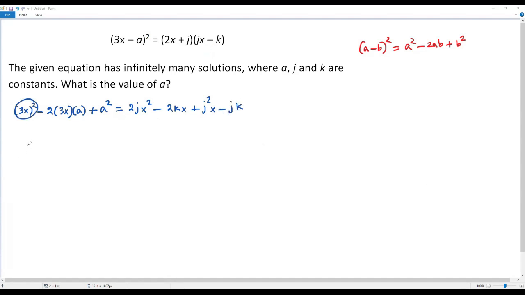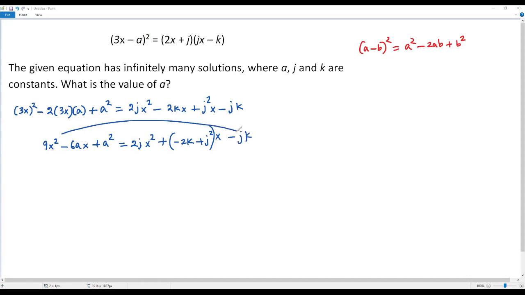When I simplify this one, (3x) whole square, I am getting 9x square, negative. When I multiply this 2 and 3x, I am getting 6x. 6x times a is 6xa, or it can be written as 6ax, positive a square, equals 2jx square. And here we find the variable x in both the terms over here. So what we can do is factor the variable x out. When I factor the variable x out, I am left with negative 2k in the first term and positive j square in the second term. x is factored out, negative jk.